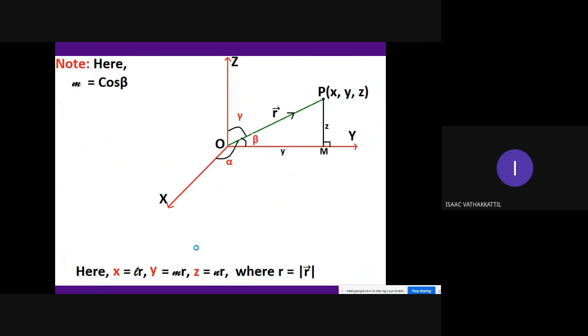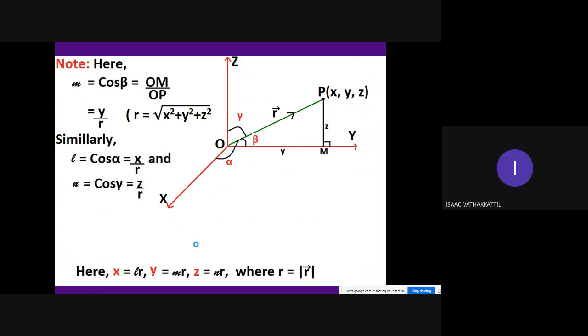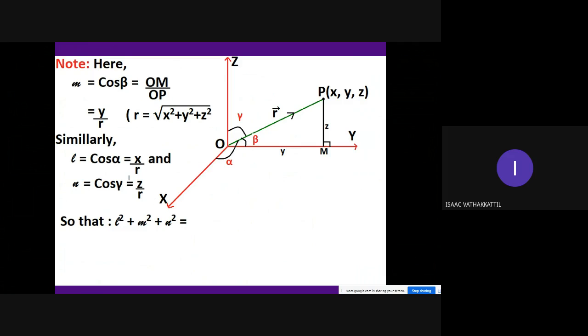So you can easily observe that X equal to LR, Y equal to MR, and Z equal to NR. Now L squared plus M squared plus N squared, what is it? It is nothing but X by R squared plus Y by R squared plus Z by R squared.